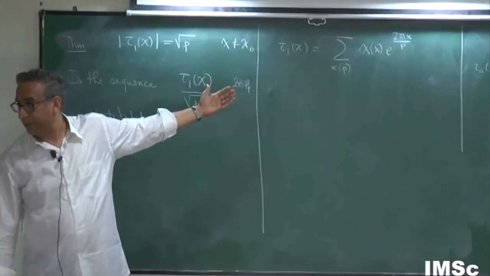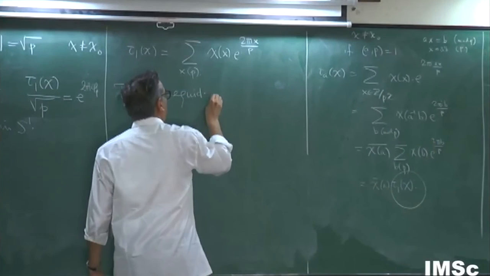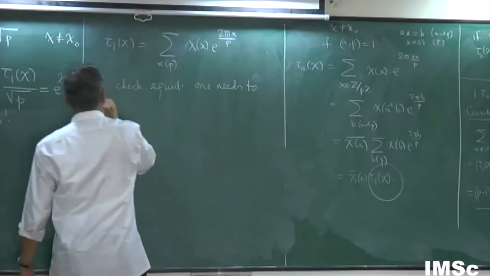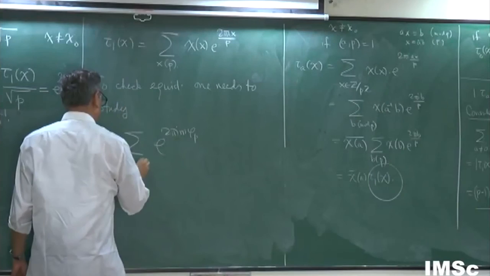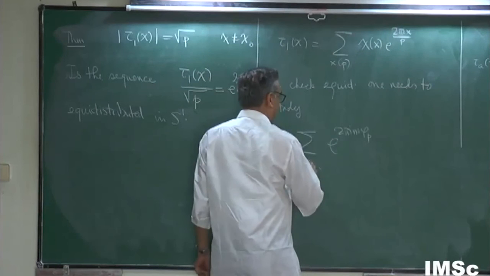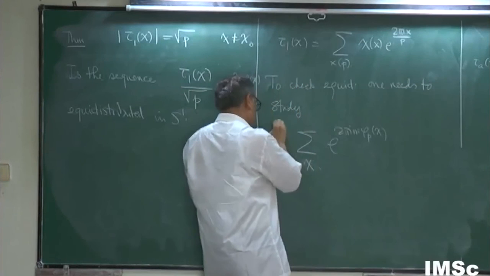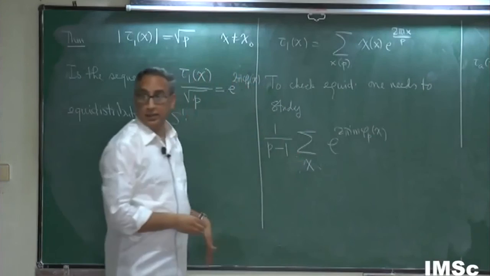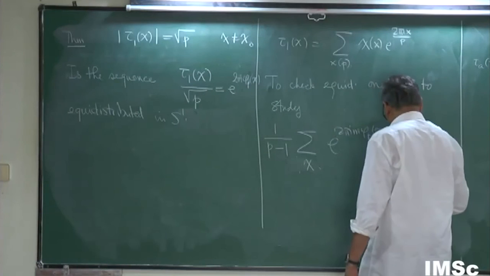And Hermann Weyl tells us that to check equidistribution, one needs to study the summation of e to the 2 pi i m phi sub p, over p less than x. For each m, we need to study this. Not p less than x, I'm ranging over characters, right? So phi p of chi, I should have called this phi p of chi. So I'm ranging over the characters. So for each character chi, and how many characters do I have? P minus 1 characters, right? I need to check that this goes to 0 as p goes to infinity, for all m not 0. This is what we need to check.